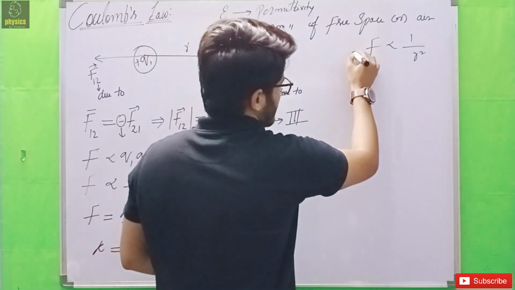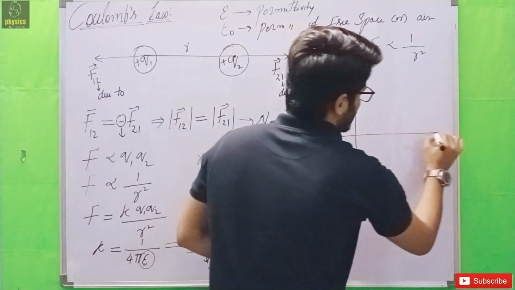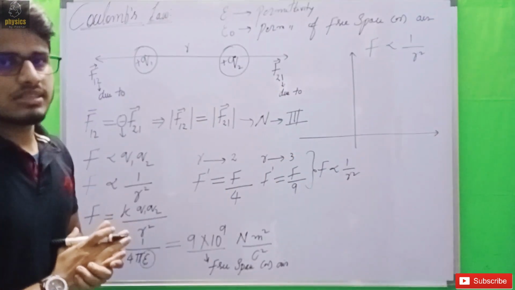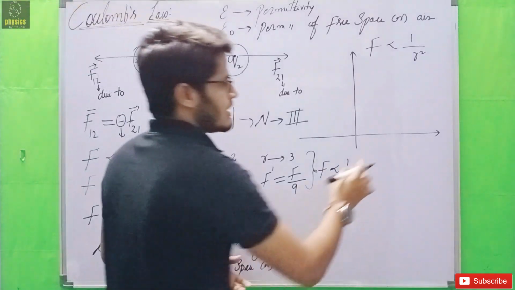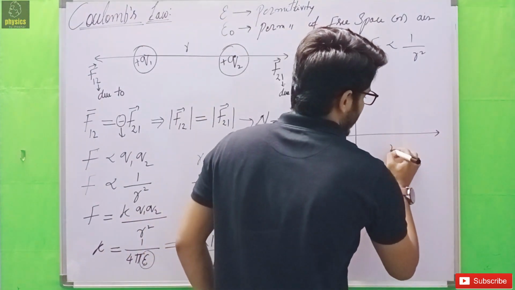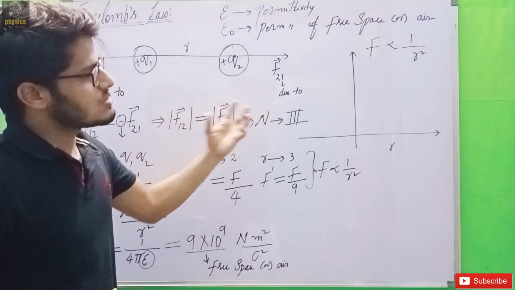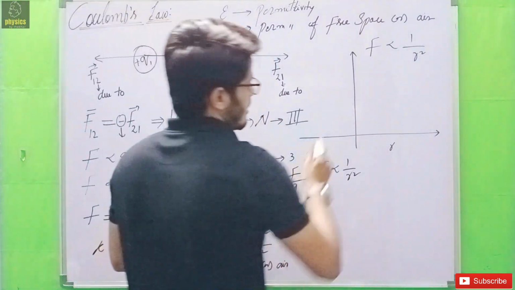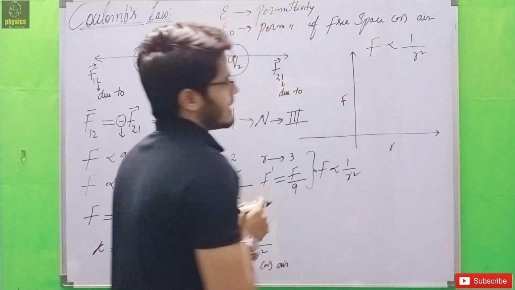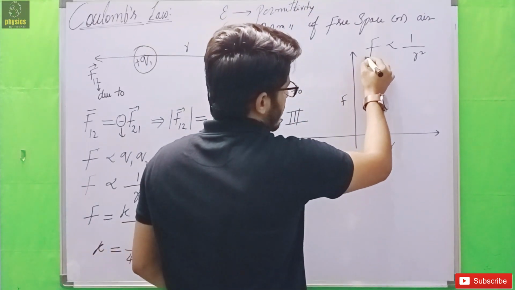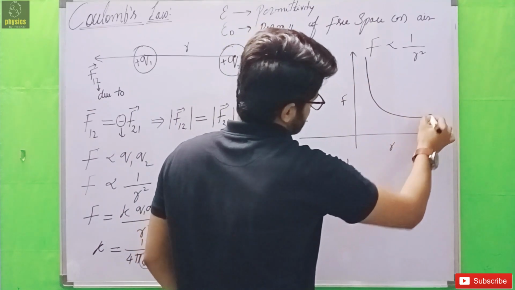I'll have two axes: one for the distance between the charged particles, which I'm taking along the x-axis as R, and the other for the force between the particles, that is F, which I'm taking on the y-axis. So this relation will give you a graph something like this.